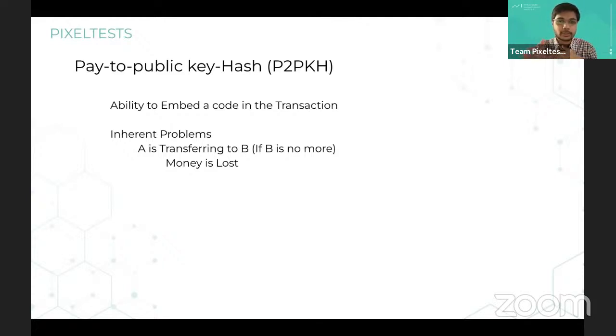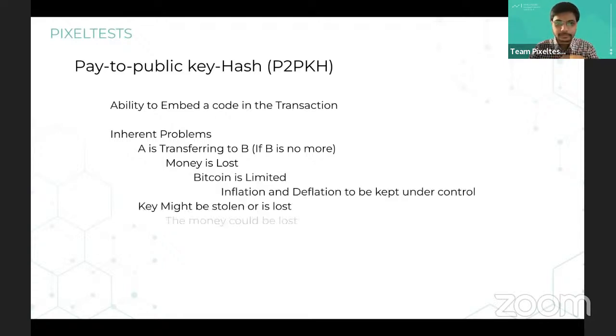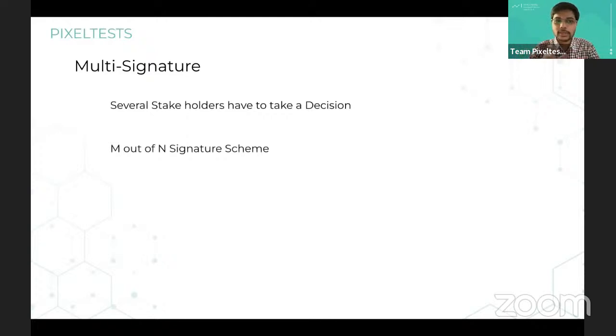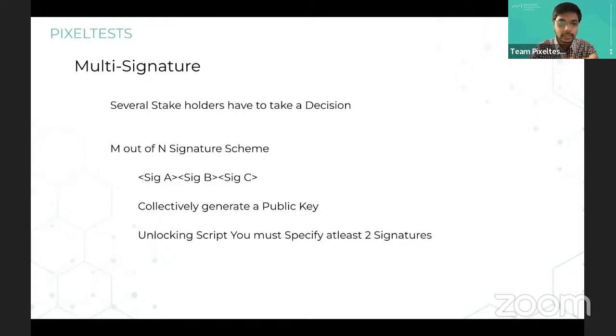For example, when A is transferring to B, if B is no more, or B has lost access to their key, whatever money you have sent is lost. So in that case, you can send this to a multi-signature approach, where A, along with 2 or 3 more people, might be making one public key, right? So basically, this is how it will go. This is called the M out of N signature scheme. For example, A along with B and C are together making one single public key hash, right? This collectively generated public key is called a script, right? So this unlocking script has to be specified in that particular signature.